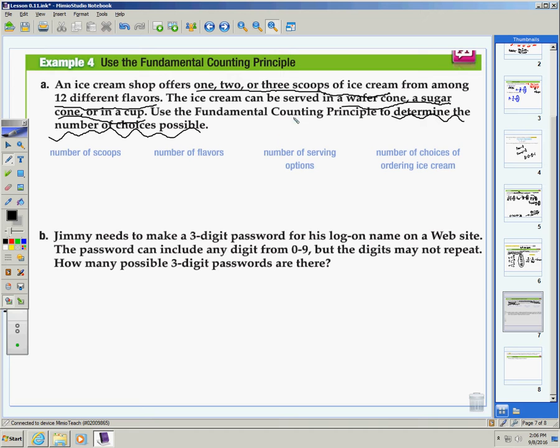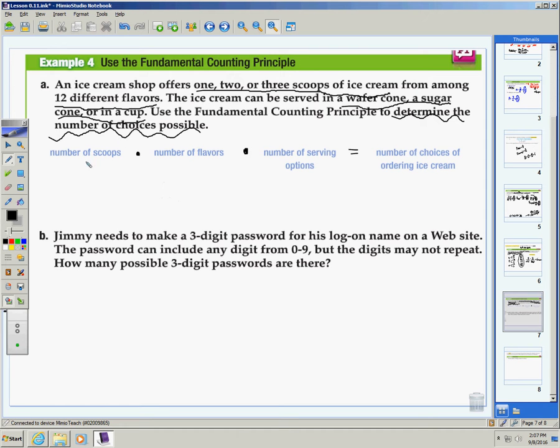So I need to see how many different options I have. Well, I have my number of scoops, that's one option. Number of flavors, that's another option. Okay, and my serving option, that's my third option. And that's going to tell me how many choices I have of ordering ice cream. So remember, the fundamental counting principle said we're just going to multiply these different options together to get the number of choices or the number of outcomes.